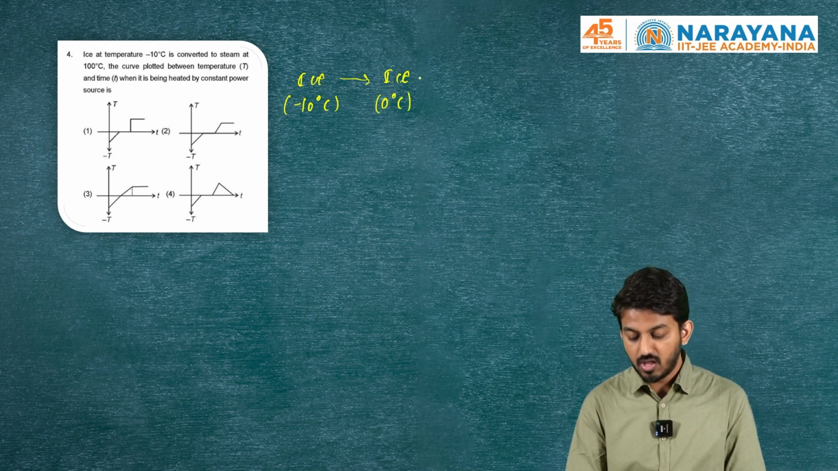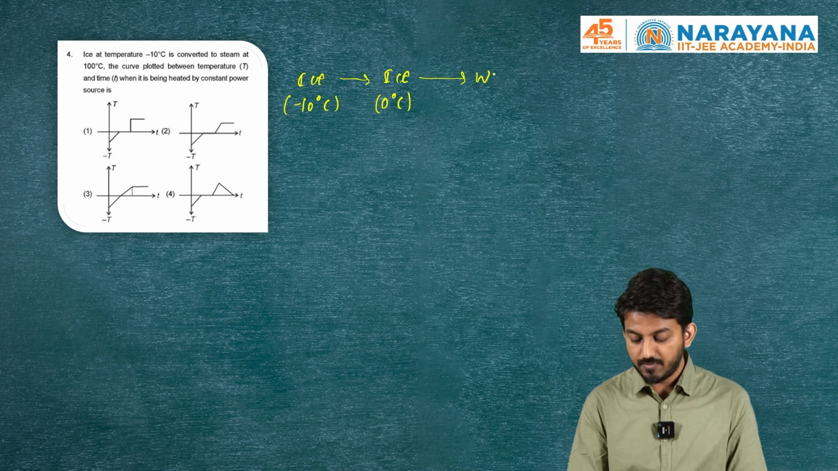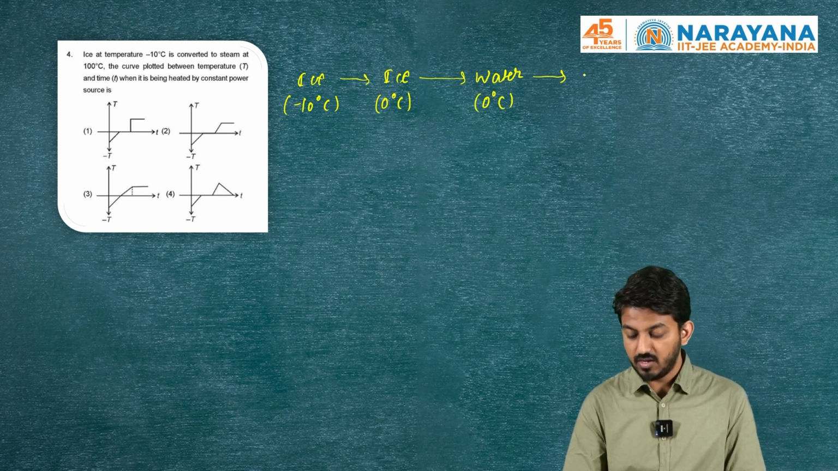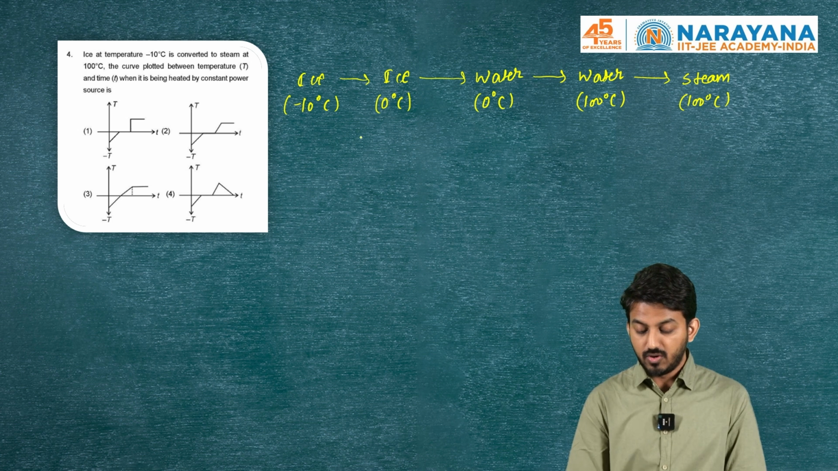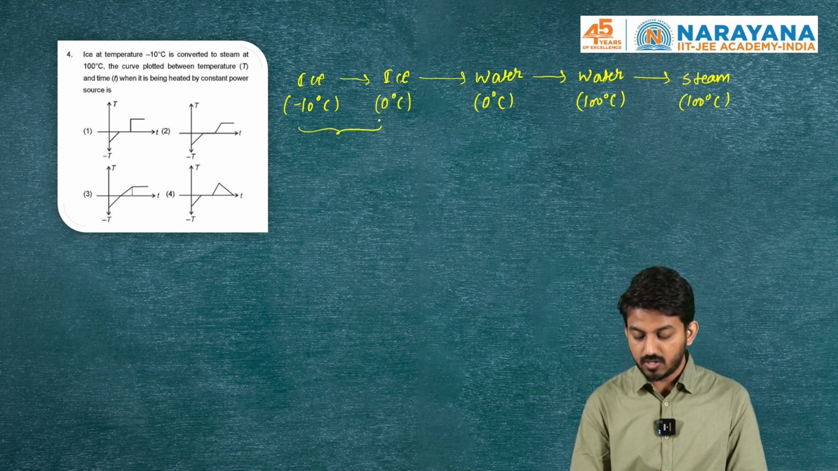If we heat further, it will convert to water at 0 degrees Celsius, and thus further if we go heating, it becomes water at 100 degrees Celsius, and then it converts to steam at 100 degrees Celsius. So notice that in this part, temperature changes. Temperature changes or increases.